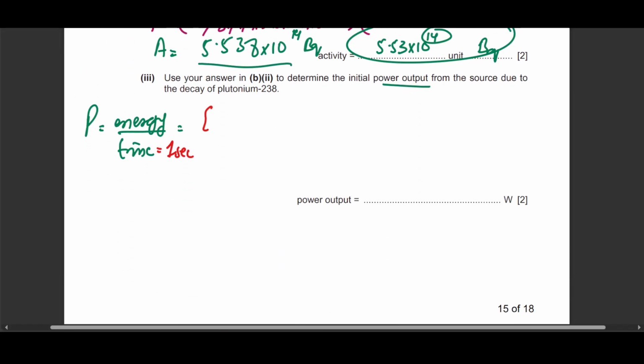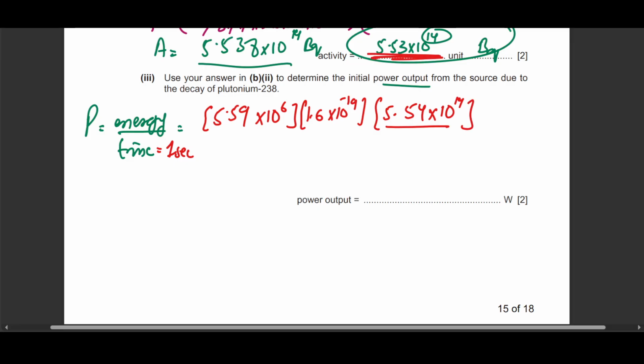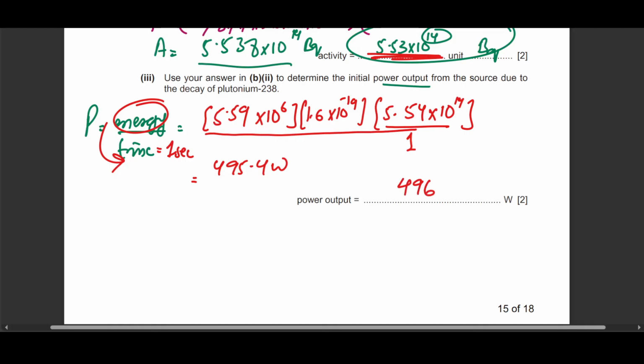So first of all, the energy, which is 5.59 times 10 raised to the power 6 for the mega electron volt conversion, becomes 1.6 times 10 raised to the power minus 19. Then the number of atoms that are doing this: 5.54 times 10 raised to the power 14 radiations, divided by 1 second. So the whole system is being divided by 1, so it automatically becomes energy divided by time. The answer comes out as 495.4 watts, which becomes 496, but you can say 495, right?